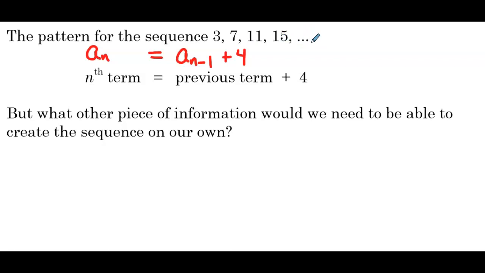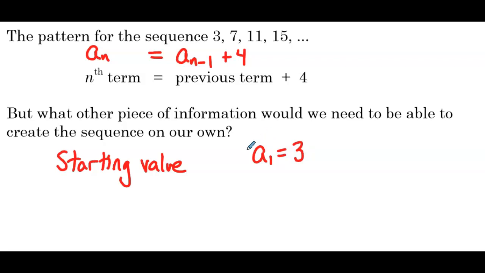If I want the next term in the sequence, I take the term before it, that's the relationship here, and I add 4. But what other piece of information would we need to be able to create the sequence 3, 7, 11, 15 on our own? Right? Plus 4 is really helpful, but I also need to know where to start. Right? I need a starting value. Well, that is 3, and if we represent it in subscript notation, that would be a sub 1 equals 3. Right? The first term of the sequence is equal to 3.